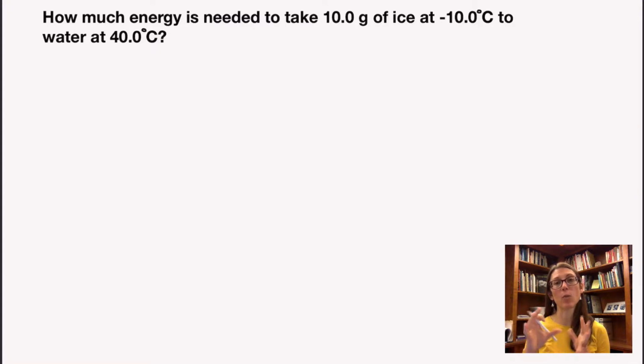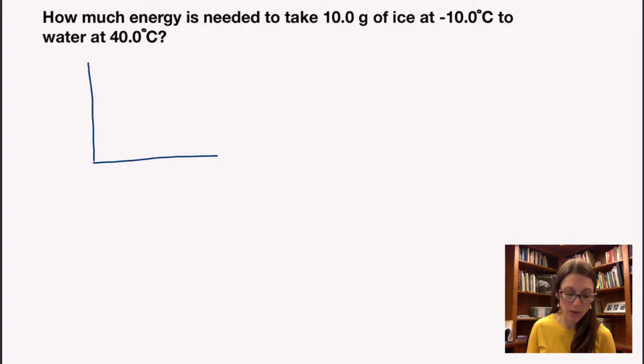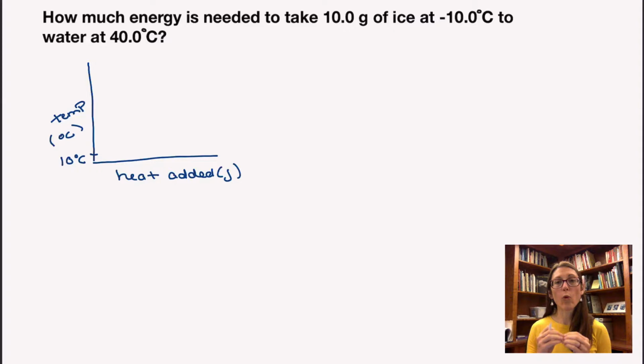That will help you identify what are the parts and pieces you're going to need in order to solve the problem. So for this curve, since I'm warming it up, it will be a heating curve. So my x-axis will be heat added, and we're starting at negative 10 degrees Celsius. We're warming our ice. So you should know that ice melts at 0 degrees Celsius, which means in order to take this into water, first I'm going to warm it from negative 10 degrees Celsius to 0 degrees Celsius. At that point, the ice is going to melt.